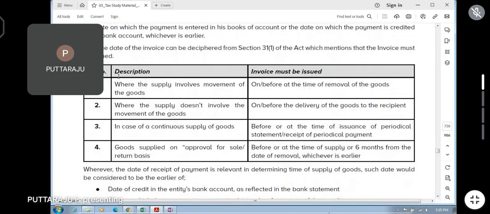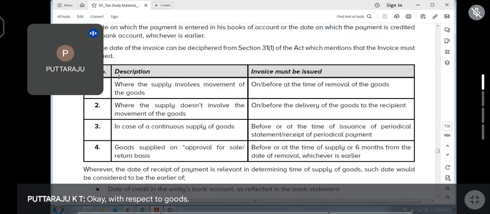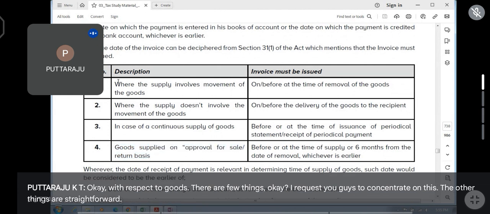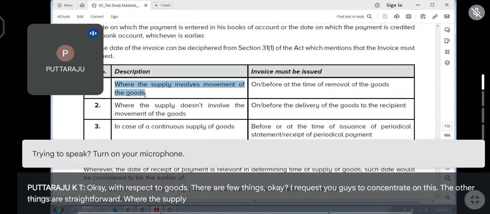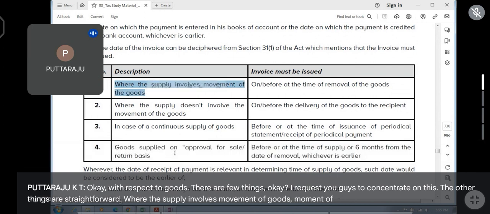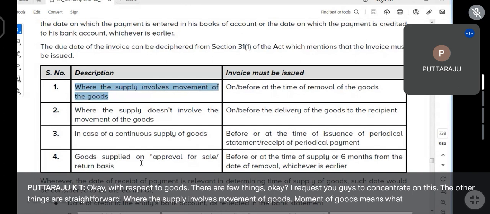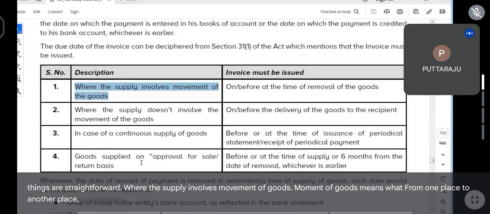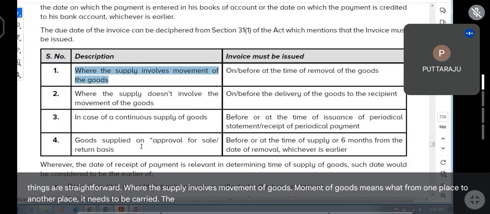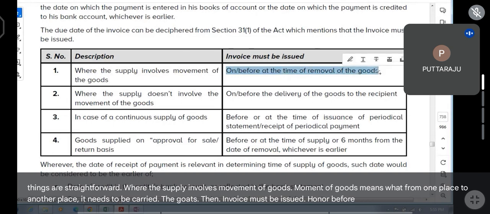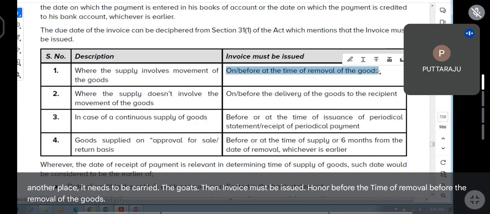Okay. With respect to goods, there are few things. I request you guys to concentrate on this. The other things are straightforward. Where the supply involves movement of goods. Movement of goods means what? From one place to another place it needs to be carried. Then invoice must be issued on or before the time of removal. Before the removal of the goods, you should issue the invoice.